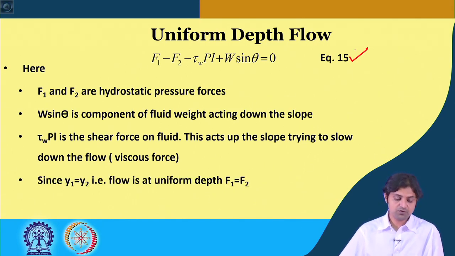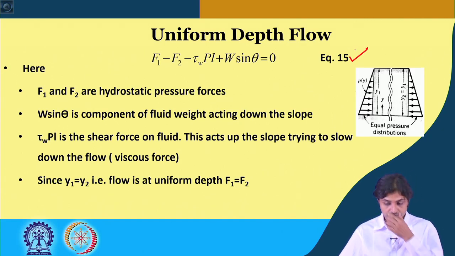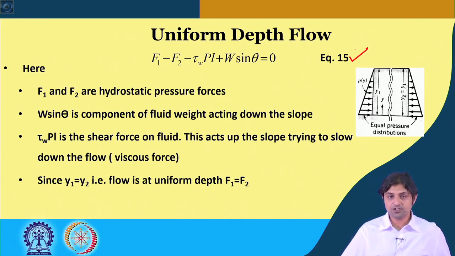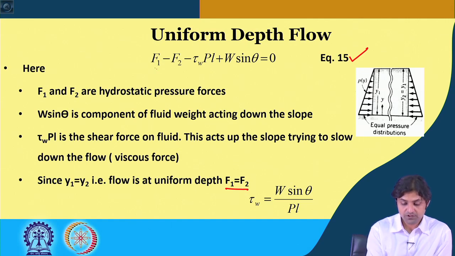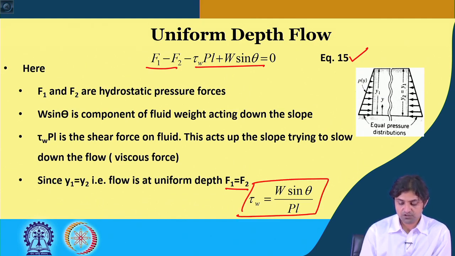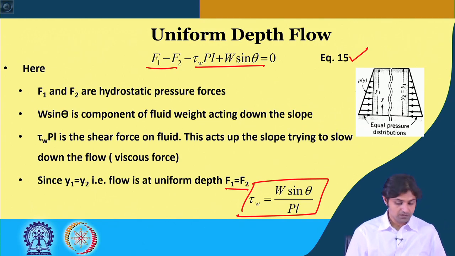Since y1 is equal to y2, flow is at uniform depth, right. So that means at uniform depth, F1 is equal to F2. If y1 is equal to y2, F1 is equal to F2, correct? True. So, if F1 is equal to F2, this gets cancelled out. So, tau W P L will be W sin theta, correct? So, tau W can be written as W sin theta by P into L.